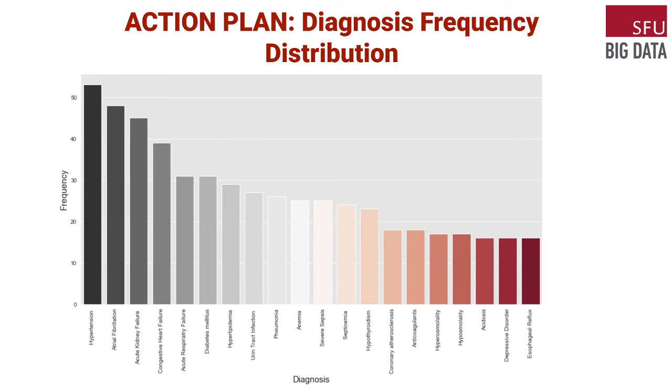Here is a graph achieved from our objectives that demonstrates the distribution. We used it to select the top 20 frequent diagnoses in the MIMIC dataset.